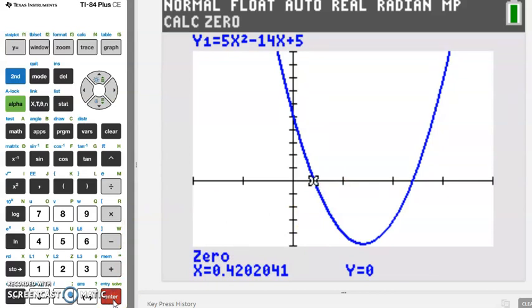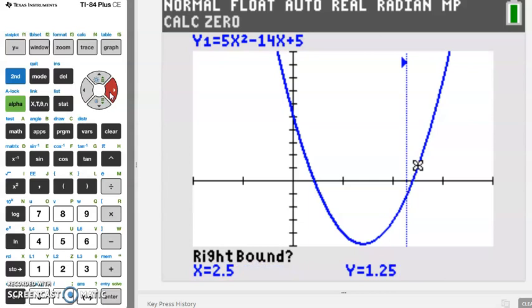So your first x-intercept is 0.42. Okay? 0.42. And then your second x-intercept is second function calc. We'll do it again. 0. And this time you're left bound. So you're using your right cursor. You can see the button up here. Going to the right. Till you're just below or to the left. Hit enter. Keep going to the right. Hit enter for a third time and final time.